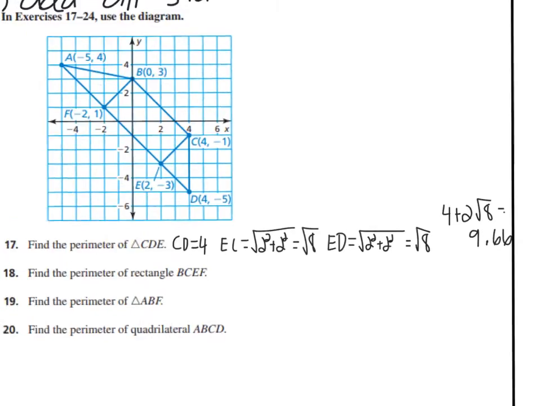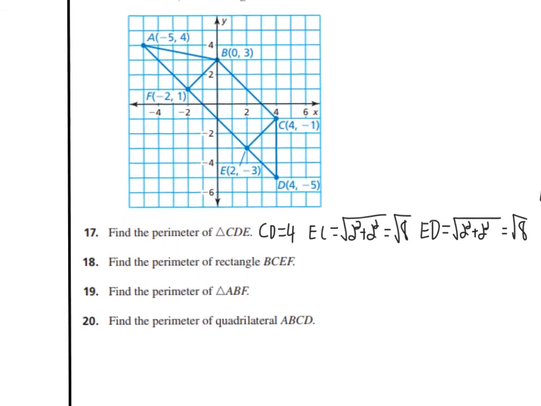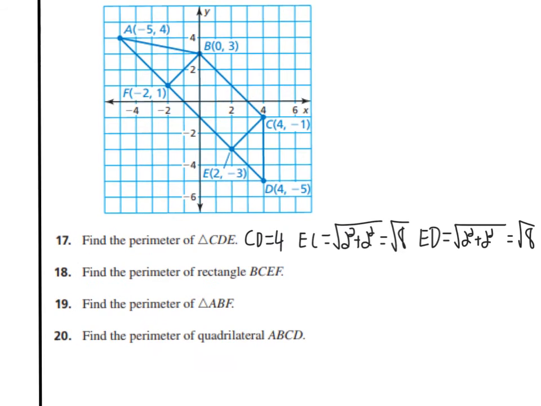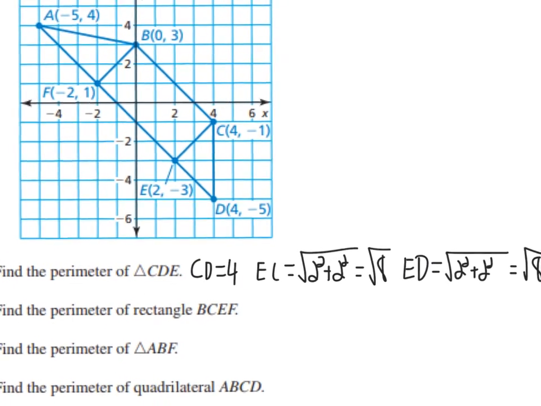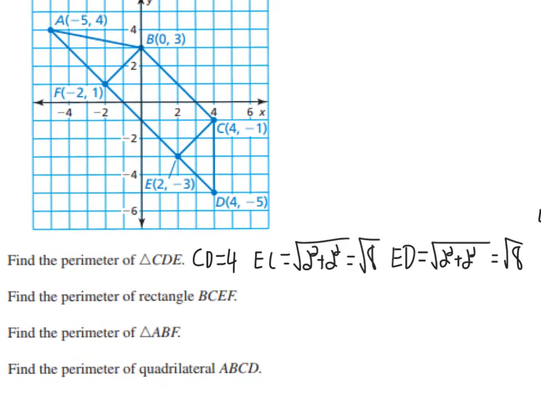Now it wants the perimeter of rectangle BCEF, and they tell us that it is a rectangle, so we only have to find 2 lengths to be able to do this. I'm going to find EC, since I already know it, I found it above. That's the square root of 8, and that will also equal BF. Now I need to find EF, which is going to match with BC.